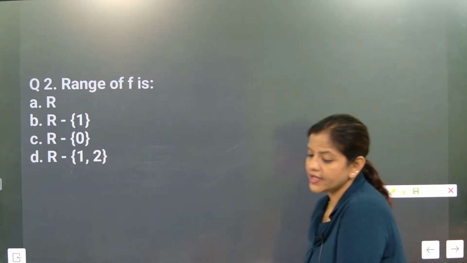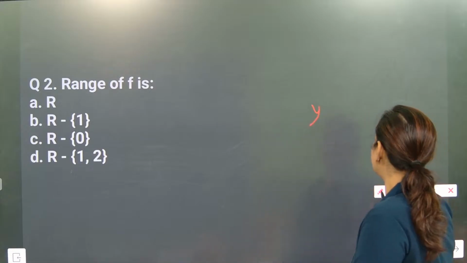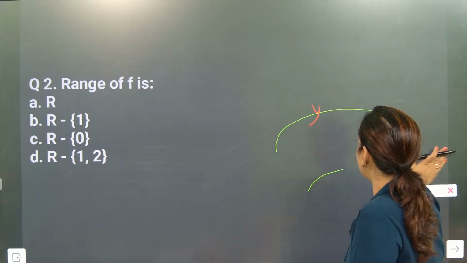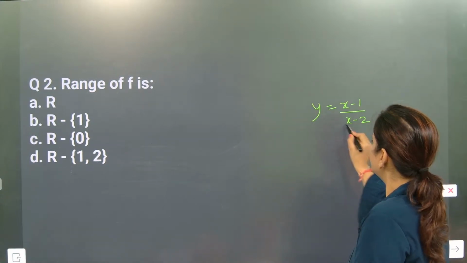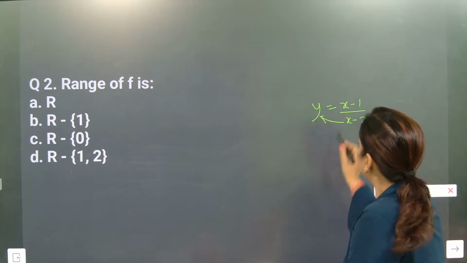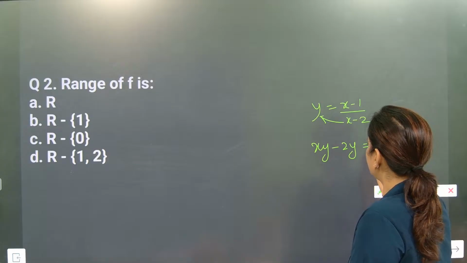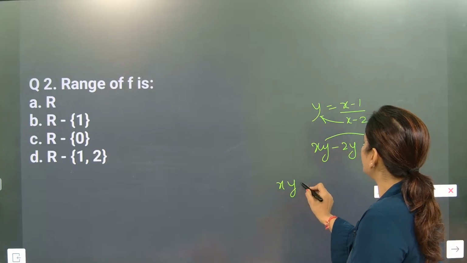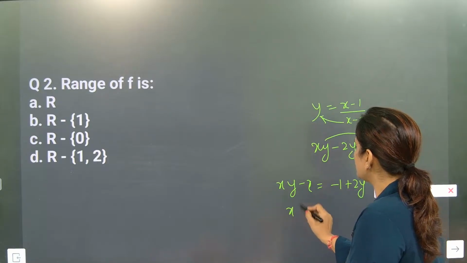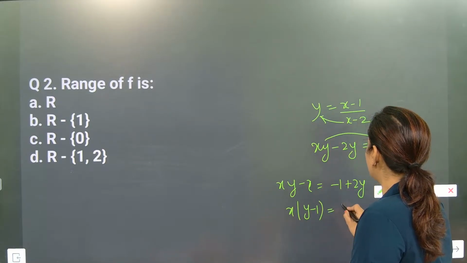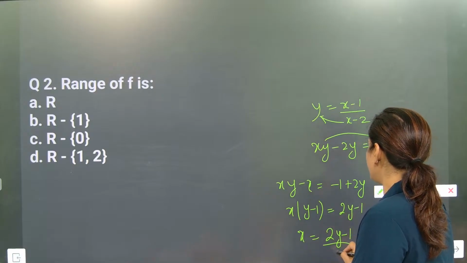For range, another technique is there. What is the technique for finding range, beta? If somebody writes y = (x minus 1)/(x minus 2), you take this and multiply, it becomes xy minus 2y equal to x minus 1. Take x one side, it will come xy minus x equal to minus 1 plus 2y. So here x common, x(y minus 1) equal to 2y minus 1. Now x will be equal to (2y minus 1)/(y minus 1).